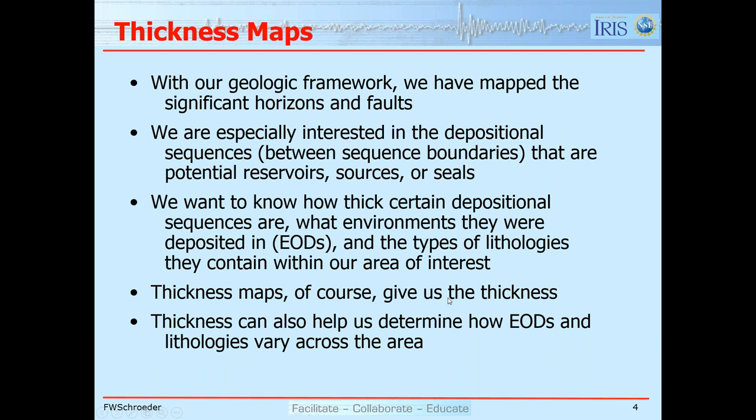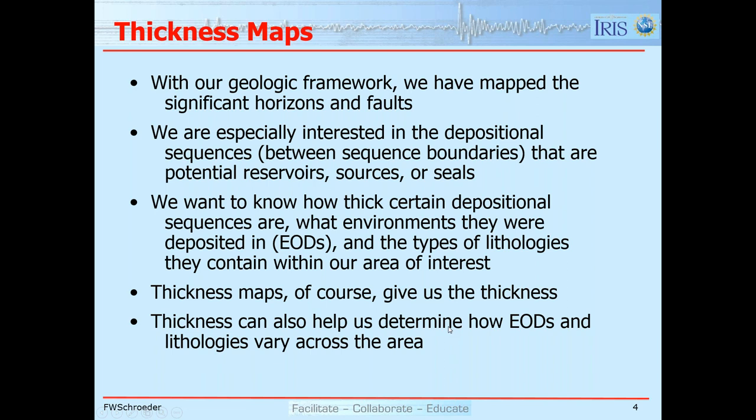We've broken out the main depositional packages. We've also identified and mapped the major faults that offset our depositional packages. So we have our significant horizons mapped and we have our significant faults mapped. We're interested in trying to predict for each of our key depositional sequences, the ones that might be potential reservoir intervals, the ones that might be potential source intervals, and/or the ones that might be potential seal intervals.